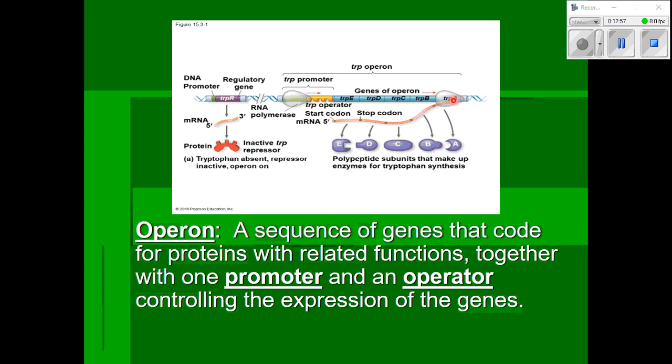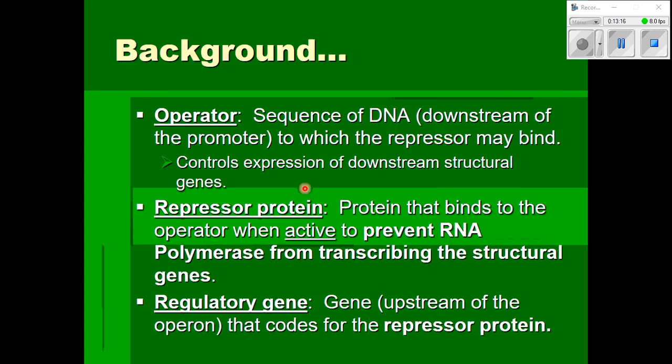It's all or nothing. And right in between the promoter and the genes is a little region of DNA right here, shown in yellow in this picture, called the operator. The operator is basically the master switch, the on-off switch for the operon. So here's some definitions. The operator is, like I said, it's like an on-off switch.